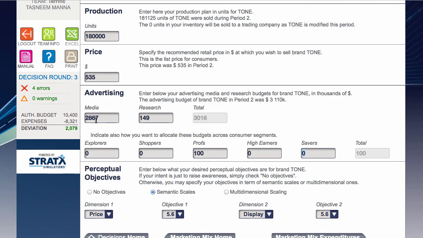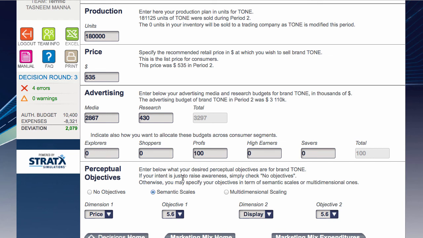So in terms of our media expenditure, when you're doing perceptual advertising, you need to increase the amount that you spend on the advertising research. This makes it more effective. If you don't, it doesn't work quite as well. So roughly, if you allocate, say, 15% of your media spend towards research, that's a good amount if you're doing perceptual advertising. So 15% of 2,900 roughly is around 430, I think. So that will help our perceptual advertising be more effective.